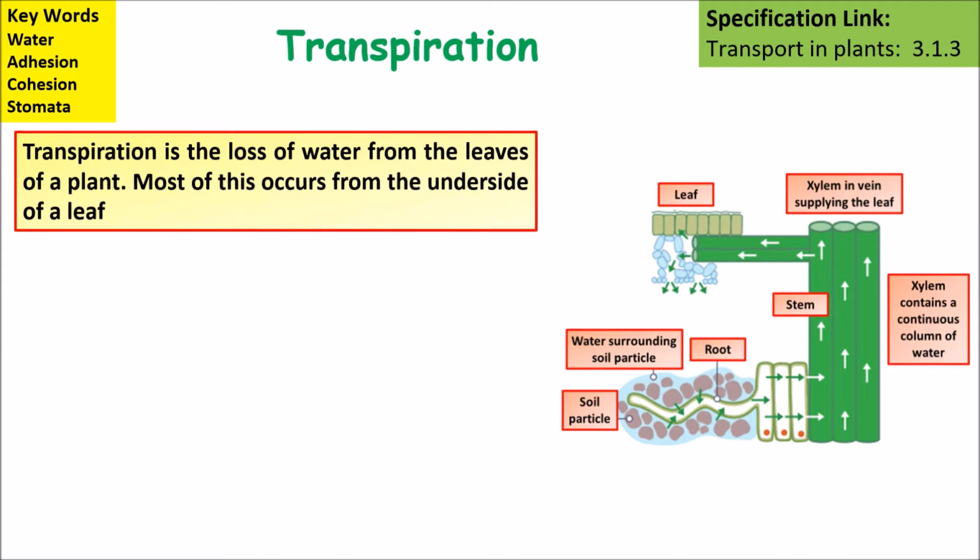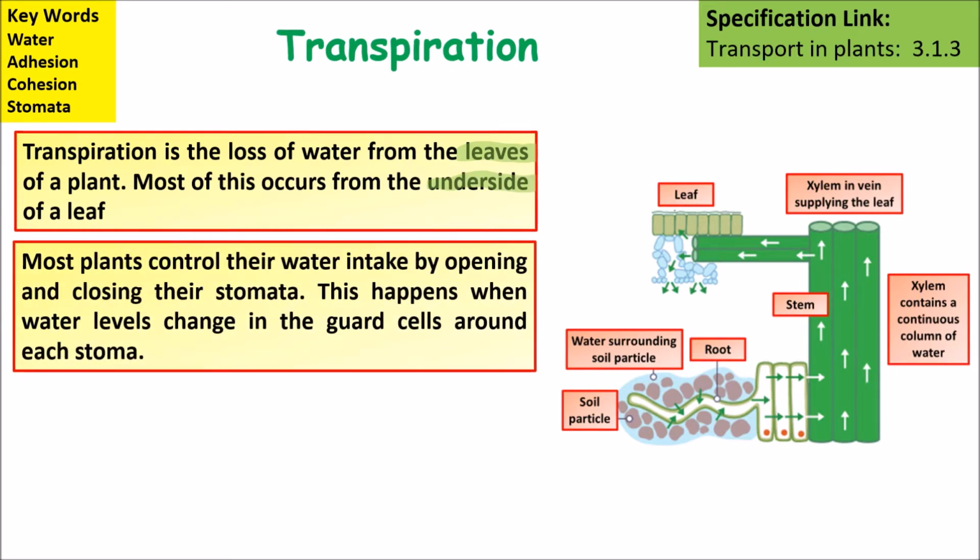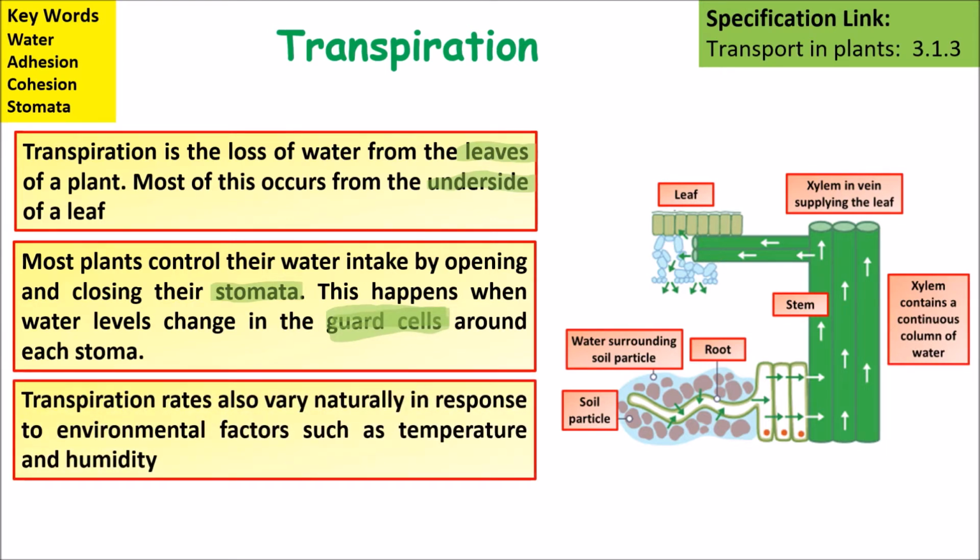Transpiration is the loss of water from the leaves of a plant. Most of this occurs on the underside of the leaf, most importantly. Most plants control their water intake by opening and closing stomata. So this happens when water levels change in the guard cells around each stomata. So it's the guard cells that are controlling the size of that stomata, or whether it's open or closed. Transpiration rates also vary naturally in response to environmental factors such as temperature and humidity.